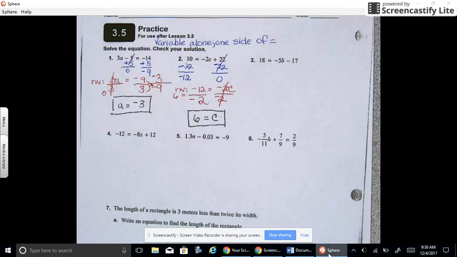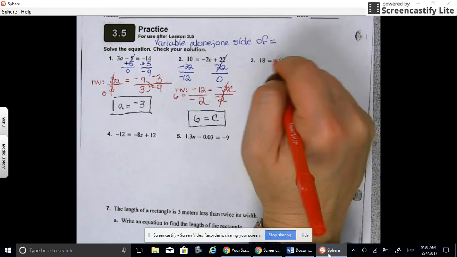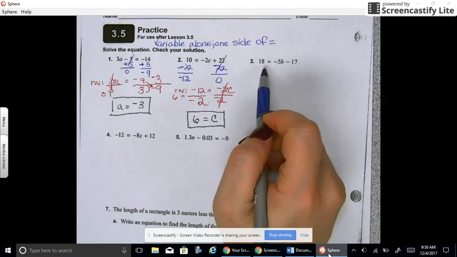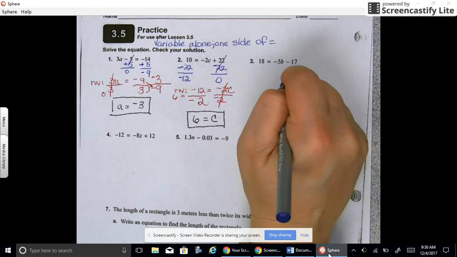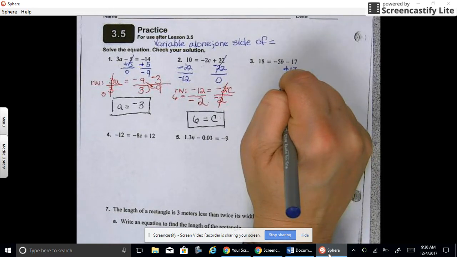17. Because I want to take this 17 and move it over to the 18, so that all I have left on this side of the equal sign is the b. So it's a negative, so I make it a positive. And that cancels out to 0.